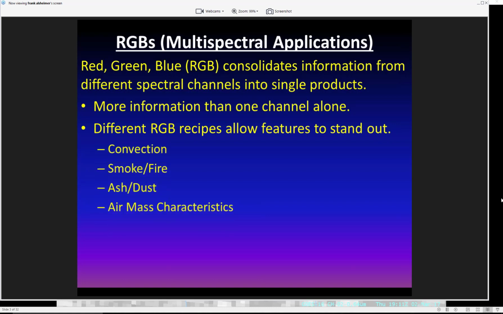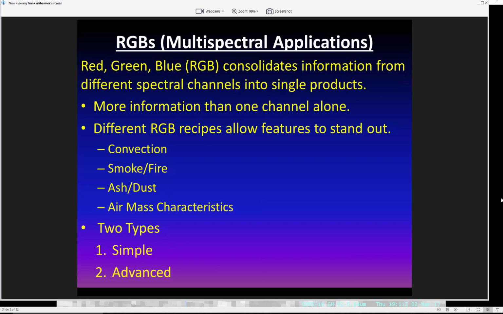of interest. You have RGB recipes that help you determine convection, smoke and fire, ash and dust, air mass characteristics, and certainly several more. And we'll probably discover more as we have more and more chance to look at the GOES 16 data. So there are really two types of RGBs that we look at right now. A simple RGB, which is just looking at individual channels that are combined, and then an advanced where we're looking at things such as taking channel differences and using them in the recipe for RGBs.